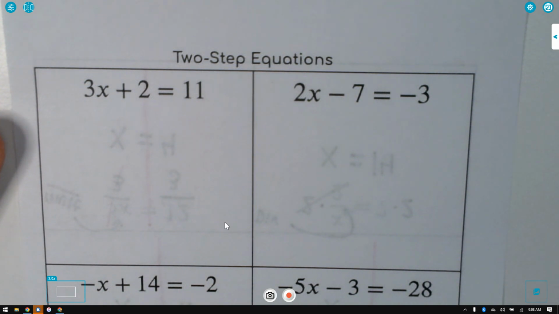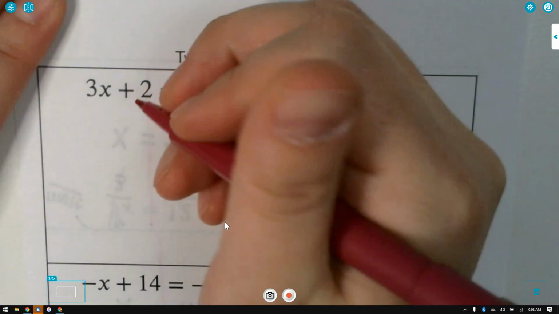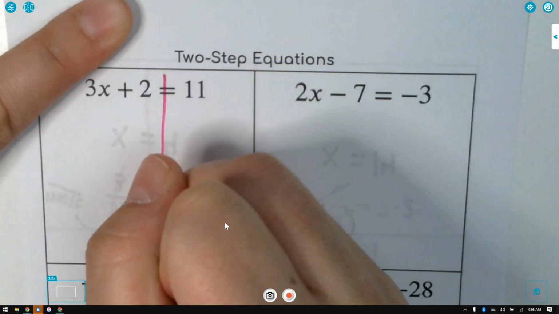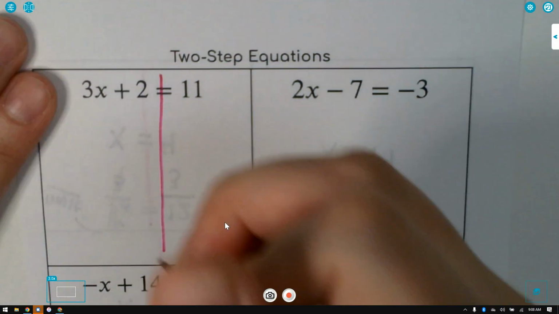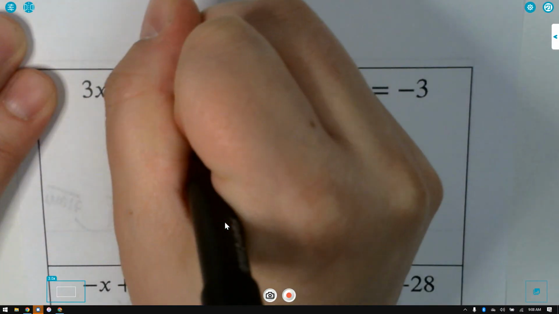So we are always going to start by working backwards towards our variable. We want to get rid of the things that are furthest away from our variable first. So we're going to get rid of the addition or subtraction first. In this first problem, we're going to get rid of this plus 2. And we do that the exact same way we did on the front page. We're going to subtract 2 from both sides.